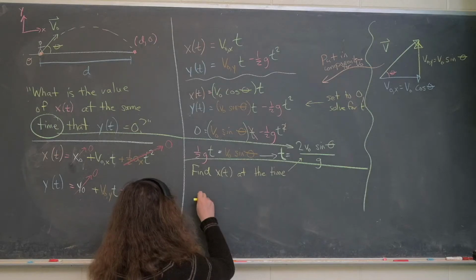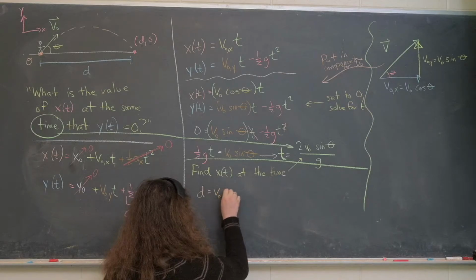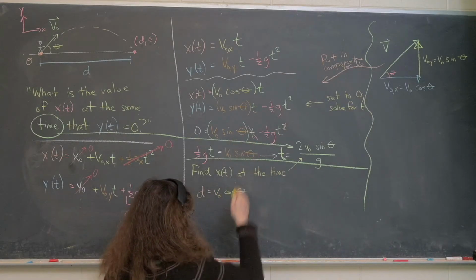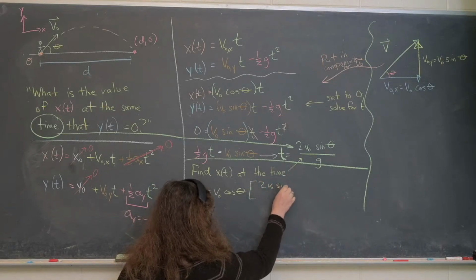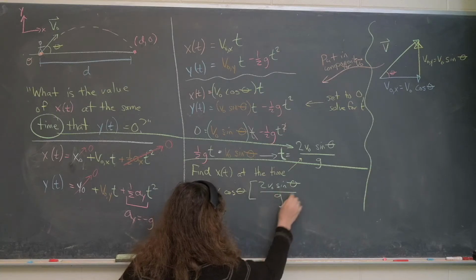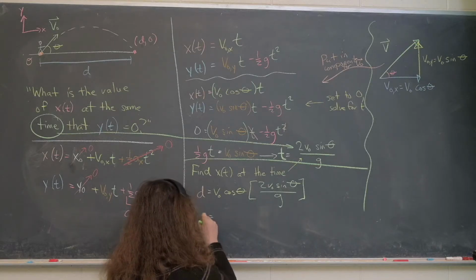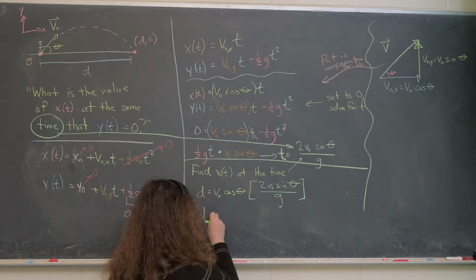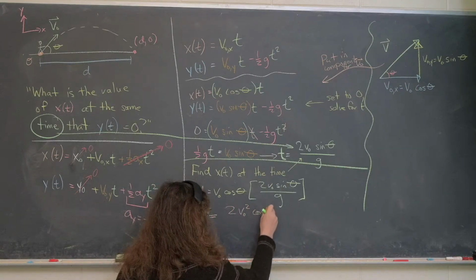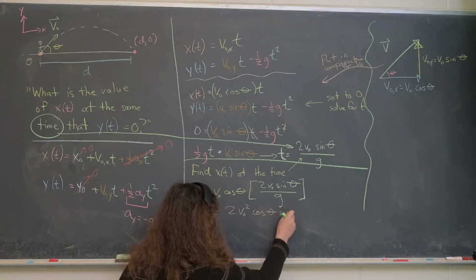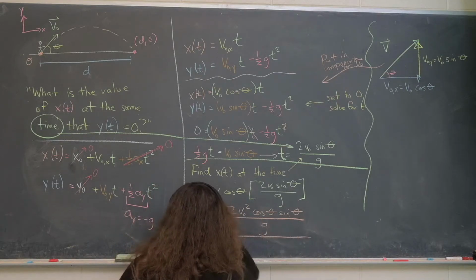So that means the distance is going to be V naught cosine theta times t, which was 2 V naught sine theta over g, which, if you just combine stuff, gives me a distance of 2 V naught squared cosine theta sine theta all over g. That was the thing we came here to find.